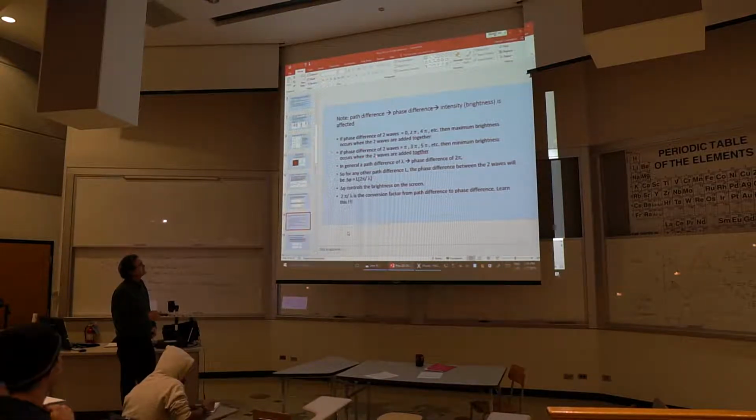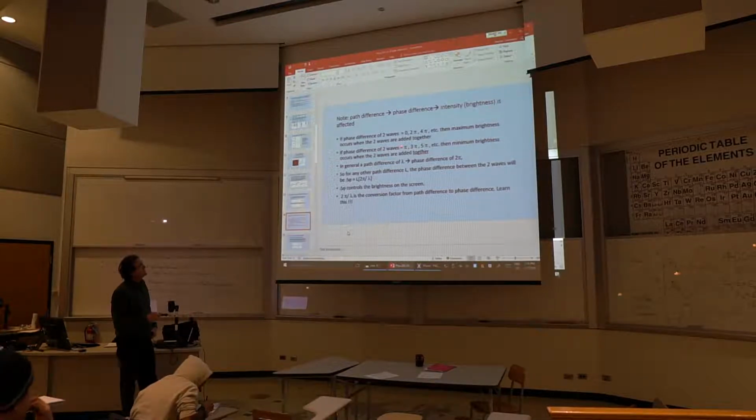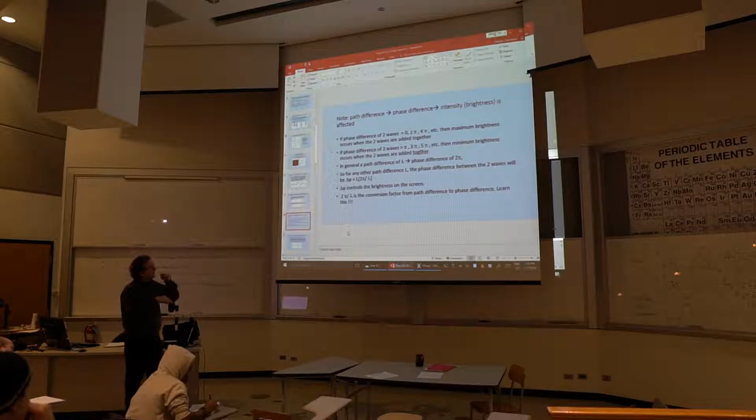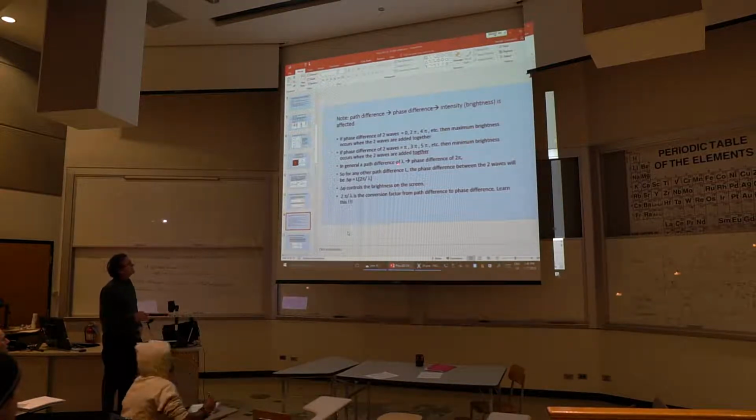Similarly, if the phase difference between the two waves is 180 degrees or 540 degrees or whatever this number is in degrees, 5 pi radians, etc., then the two waves will add out of phase, and I get minimum brightness or a dark spot. And this occurs when the path difference is 1/2 of a wavelength, 3/2 of a wavelength, or 5/2 of a wavelength.